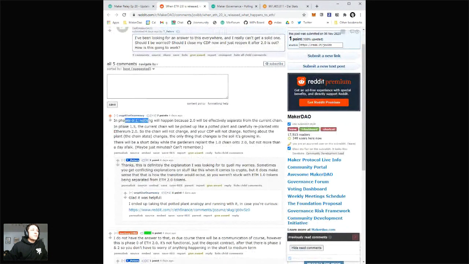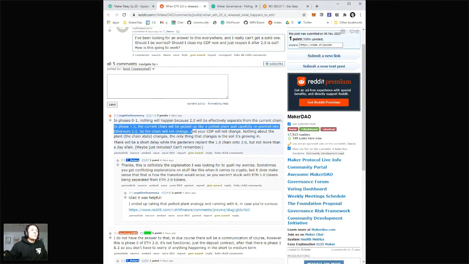So in phases 0 to 1, nothing will happen because 2.0 will effectively be separate from the current chain. In phase 1.5, the current chain will be picked up like a potted plant and carefully replanted into Ethereum 2.0, so the chain will not change and your CDP will not change. Nothing about the chain state changes. The only thing that changes is the soil it's growing in.